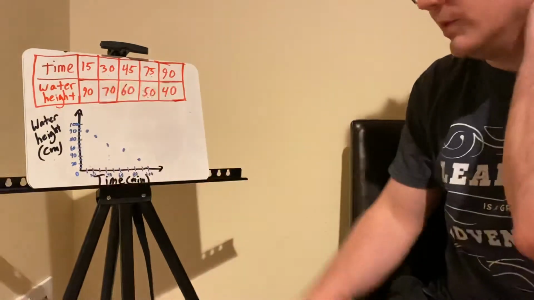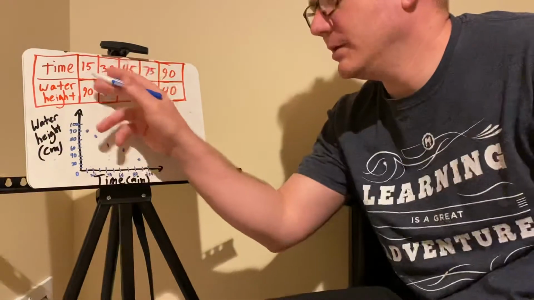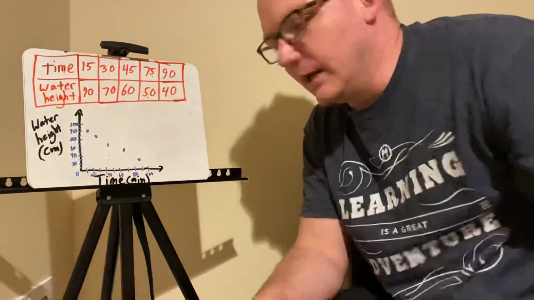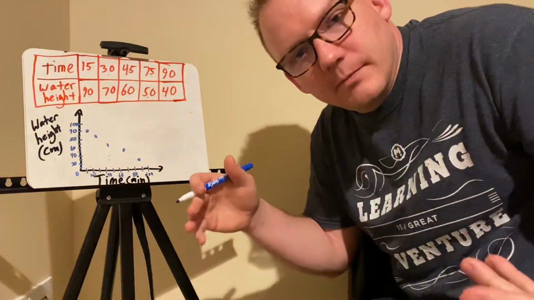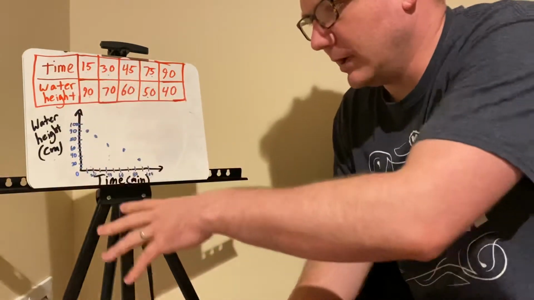Here's 40. This is close to a straight line, but it's not exactly a straight line. We just need to plot the points. That's a scatter plot. It's just plotting points for data on coordinates. That's it, right? So they're going to be scattered around.